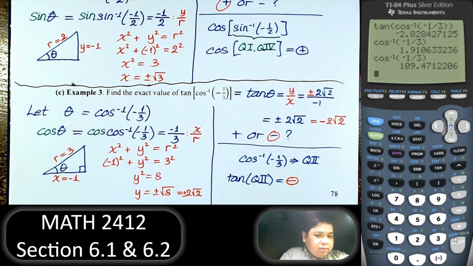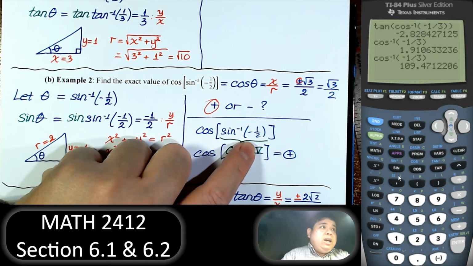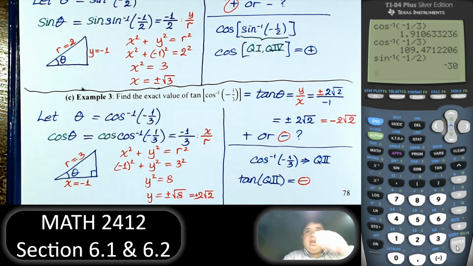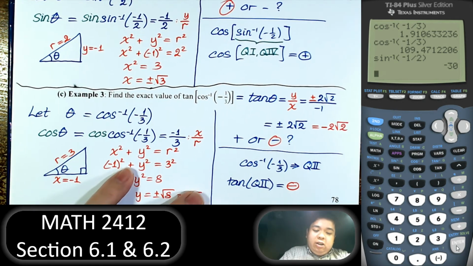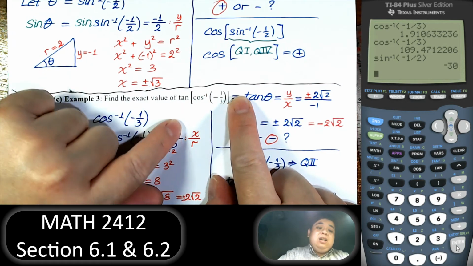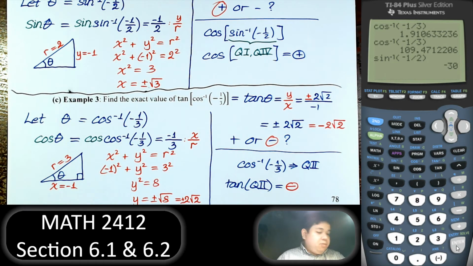Actually, in the earlier problem we can do this too. We can say sine inverse of -1/2 is in quadrant 4, but cosine in quadrant 4 is still positive. So to determine whether it is positive or negative, we just do the inside first, determine what quadrant it is in, and then evaluate and determine if the whole thing is positive or negative. This case happens to be negative.